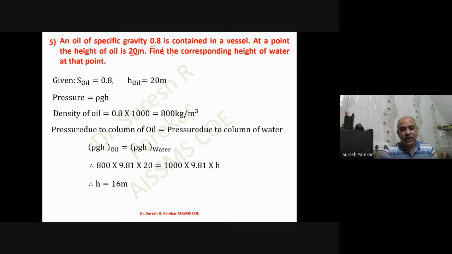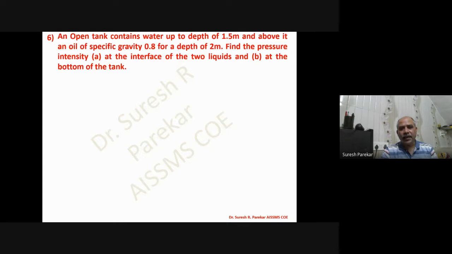Means for the same pressure, 20 meters of oil gives us 16 meters of water column height. And then we have the sixth problem. An open tank contains water up to a depth of 1.5 meters and above it an oil of specific gravity 0.8 for a depth of 2 meters. Find the pressure intensity at the interface of the two liquids and at the bottom of the tank.